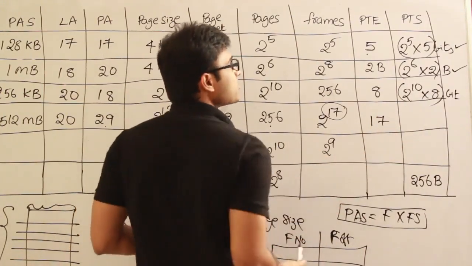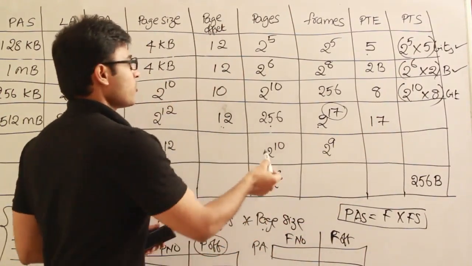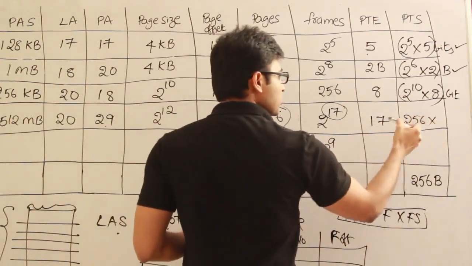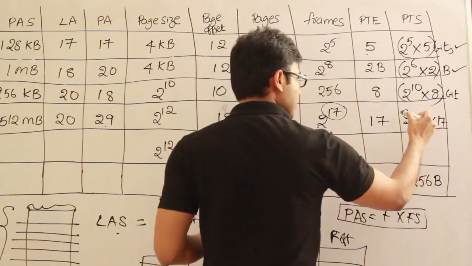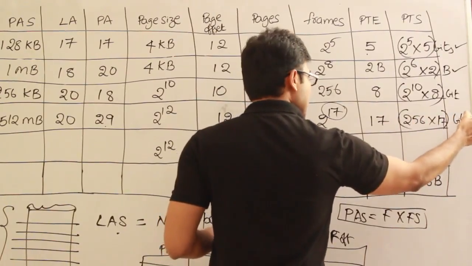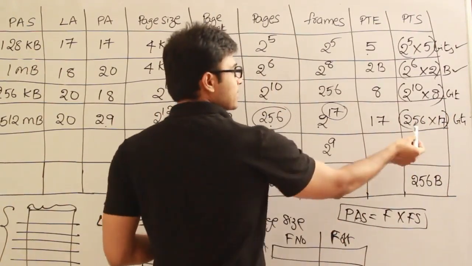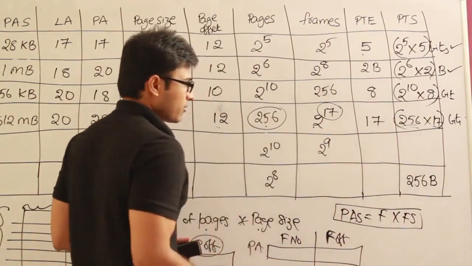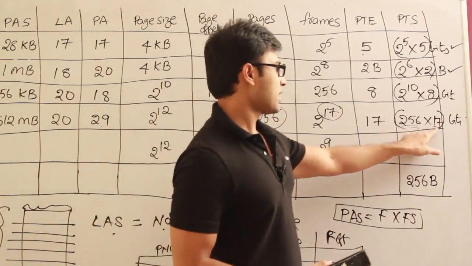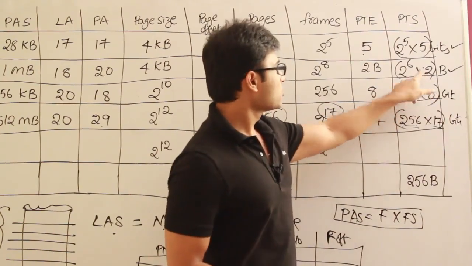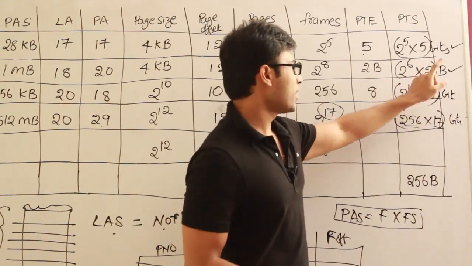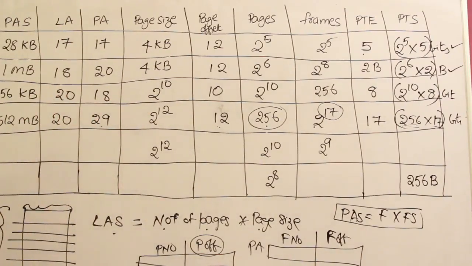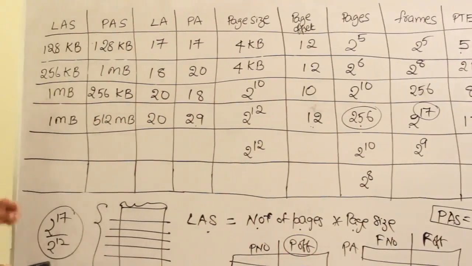Then what will be the page table size? Page table size will be the number of pages, which is this 256, into the number of bits used to represent each frame, which is 17, right? So 256 into 17 bits, right? See, this number of pages doesn't have any units, but the number of bits has units. 17 has the units bits, and here 2 had the units bytes. That is why it is 2 bytes, and all the others are bits. Got it? Okay, and now watch this one.